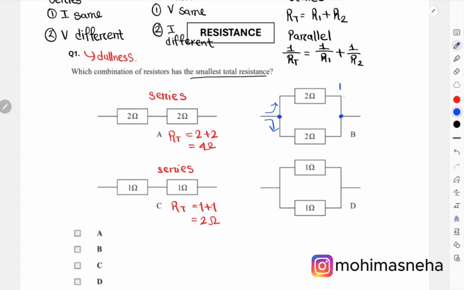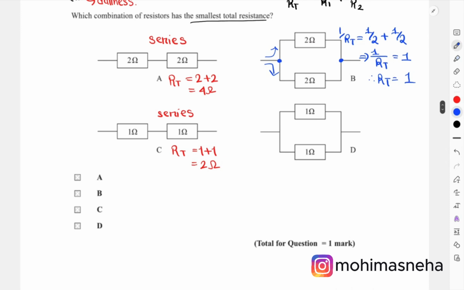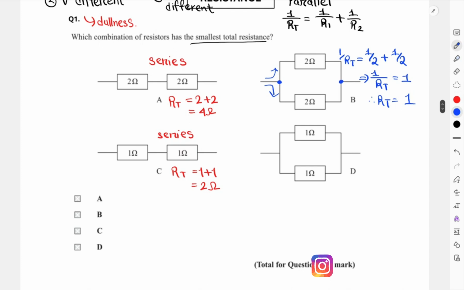Now over here, the formula would be what? 1 over RT equals 1 over 2 plus 1 over 2, which is basically 1 over 2 plus 1 over 2 is 1 by 4. If you just cross multiply it, then you get that total resistance as 4. Okay, sorry, wait, one minute. Half plus half, you get 1, right? Sorry, yeah. So you get 1 over here, and even if you do cross multiply, the answer would still remain 1. And for this one, 1 by 2 plus 1 by 2 is 1.